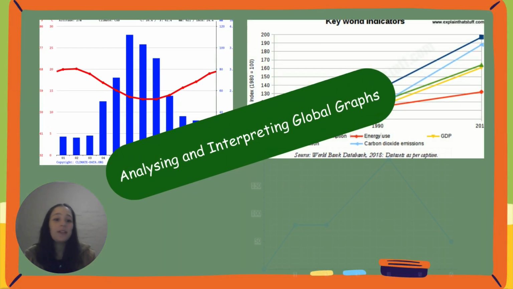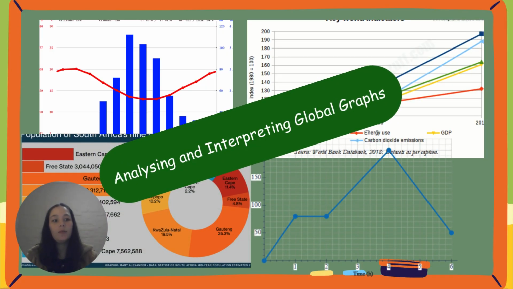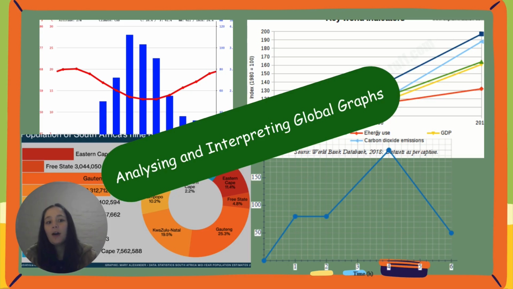Graphs are a way of telling stories with numbers. In grade 7, you'll work with graphs that show how two variables are related. Today, we'll explore how to read them, make sense of them, and explain the trends you see.